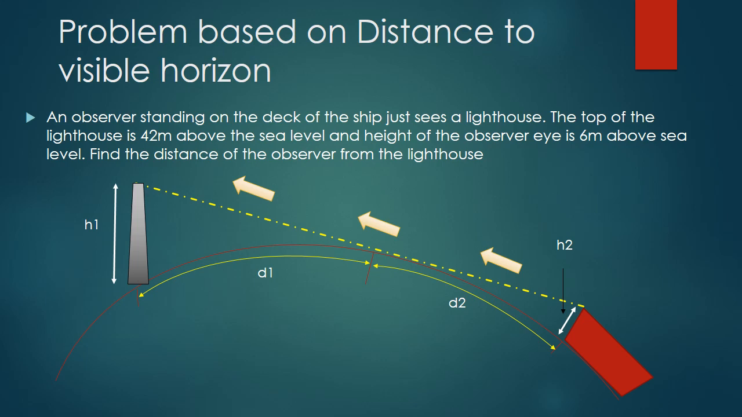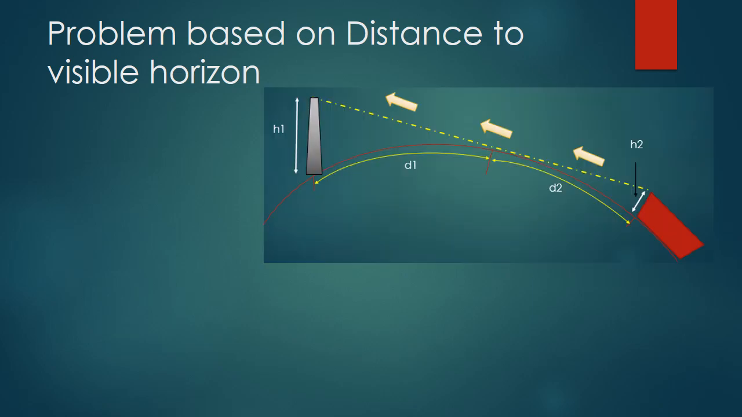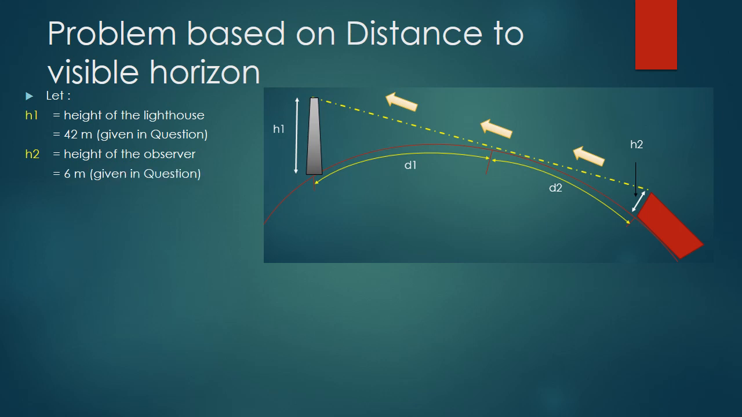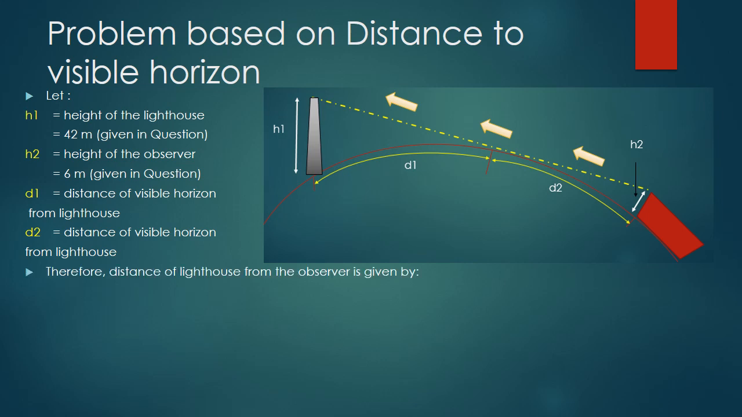Now let us see how to solve this problem. Let h1 be the height of the lighthouse, 42 meters, and h2 the height of the observer, 6 meters, both given in the question. d1 is the distance of the visible horizon from the lighthouse, and d2 is the distance of the visible horizon from the deck of the ship. I wrongly mentioned lighthouse here earlier. Therefore the distance of the lighthouse from the observer should be the sum of both distances, d1 and d2. Now how do we calculate the values of d1 and d2?